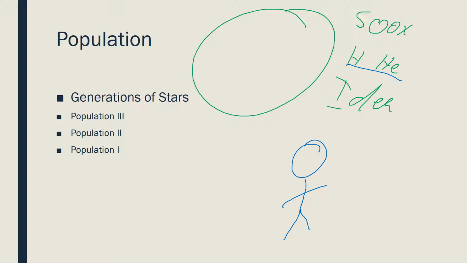And then finally, we have our population 1 stars, which are about the same as our sun. They have heavy metals like iron inside of their core, and this is like adding details to our sketch because they have more elements, more chances to be cool and add things to them.